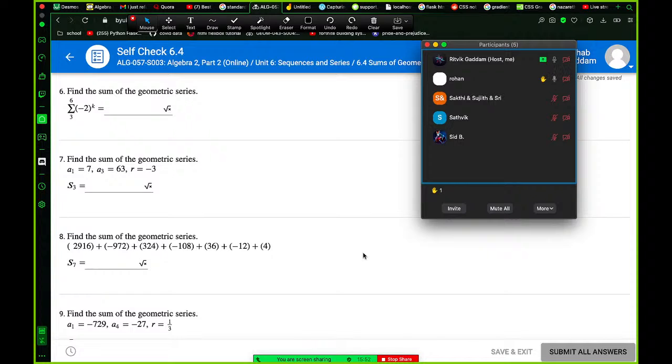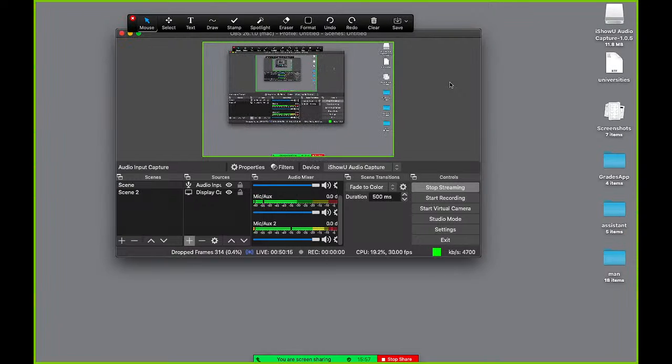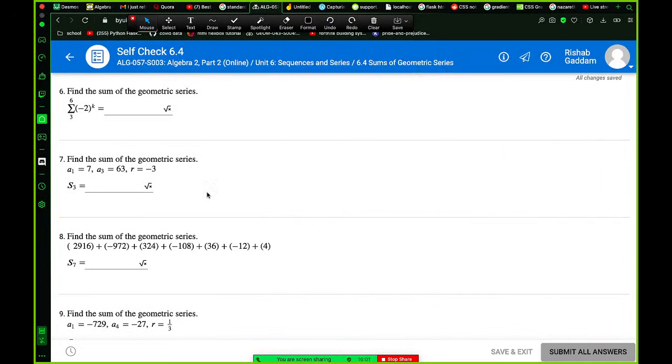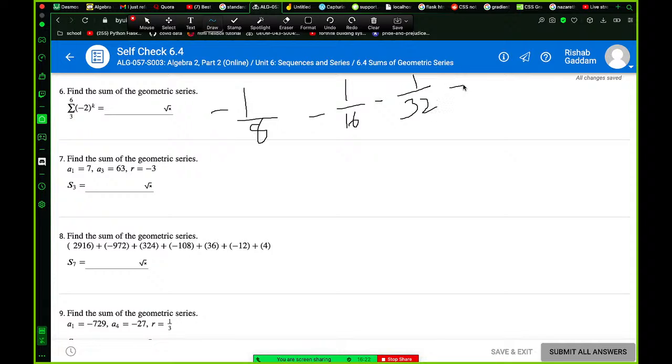Okay, so basically, we need to do from 3 to 6. So we can plug in 3 for k. Then we get negative 1 over 8. So I just write down negative 1 over 8. And then we plug in 4, and we get negative 1 over 16. Then negative 1 over 32, and then negative 1 over 64.